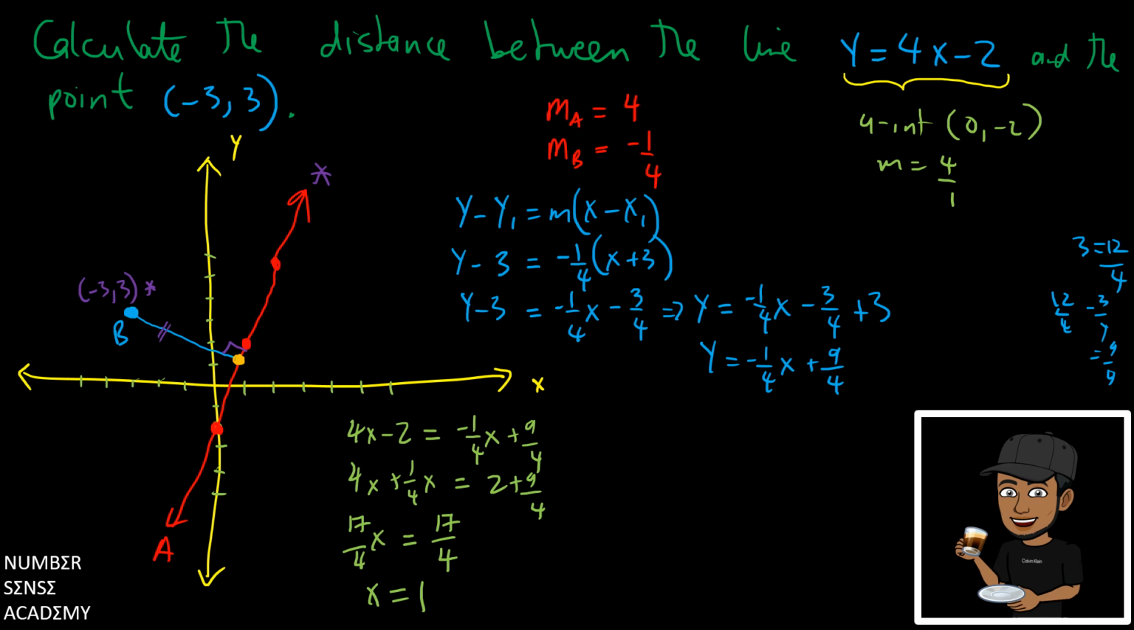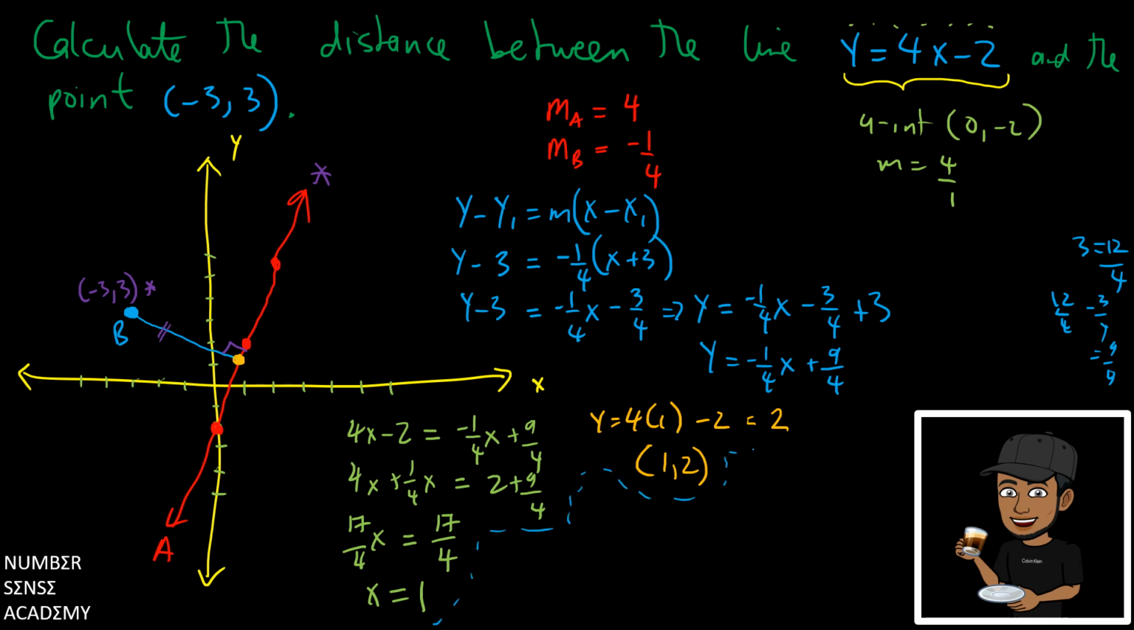Now I could use x equal to 1 and sub it into the equation. I'm going to sub it into this equation, it's easy to work with. And what I have is y is equal to 4 times 1 minus 2, which is equal to 2. So that coordinate becomes 1 and 2. Now I just need to find the distance between these two points.